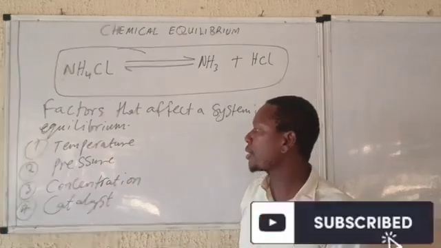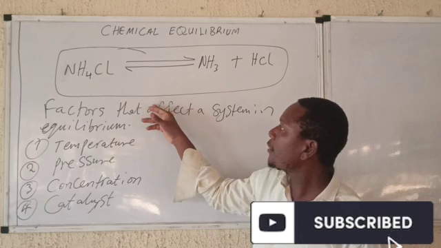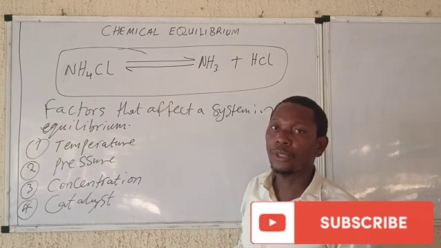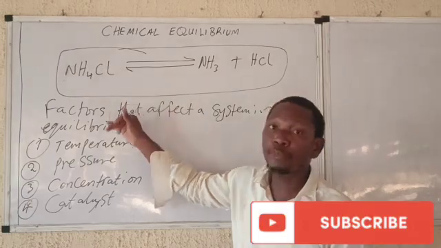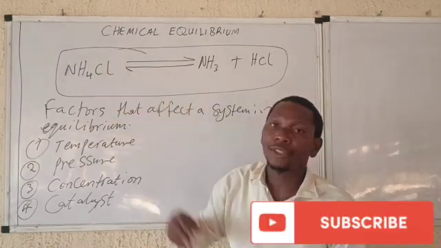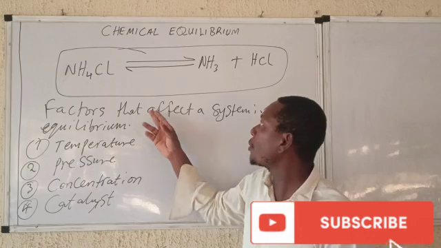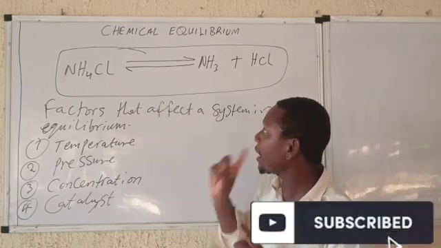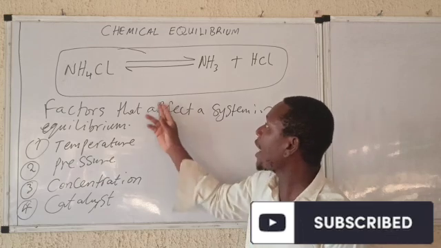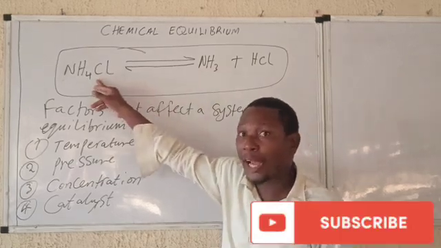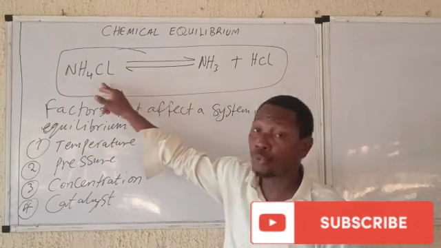The next thing is pressure. Again, if I increase the pressure of this system, the system will want to reduce the pressure. What will the system do? Produce fewer molecules. It will favor the backward reaction. Let's go through this again. If I increase the pressure, the system will favor the backward reaction because it wants to lower the pressure: two molecules combining to produce one.